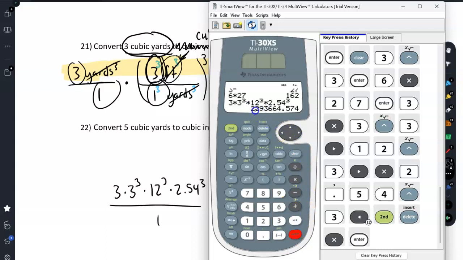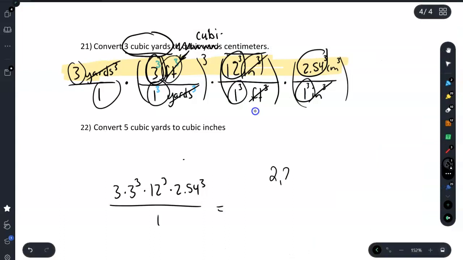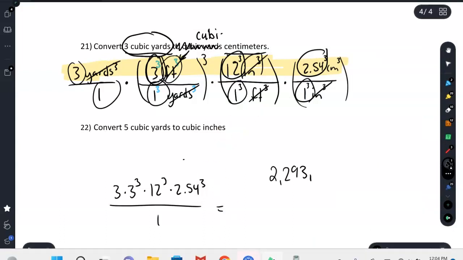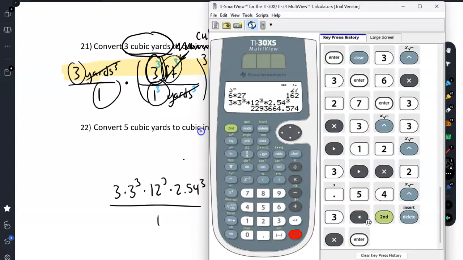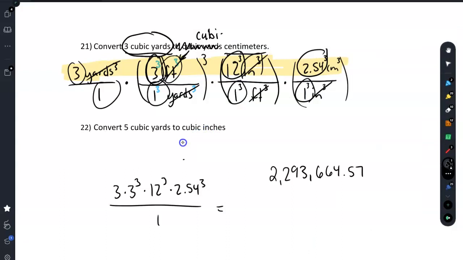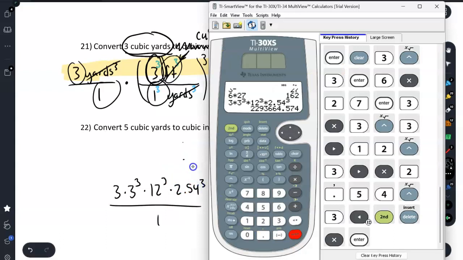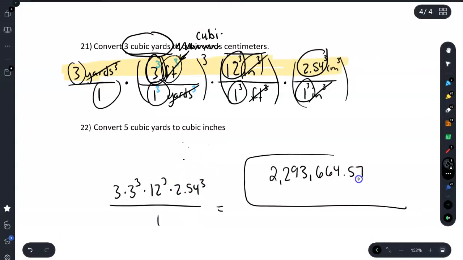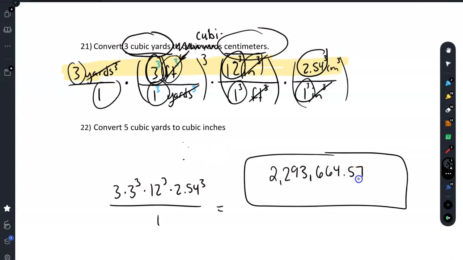So it would be 2,293,664.57 if I wrote it as a rounded decimal to 2 decimal places. So 2,293,664.57. Going to be multiple steps here. And I feel like that should have been 654. Nope, 664. Perfect. So that would be my answer, and that is in centimeters cubed. Centimeters cubed, and we saw that because that was the only thing we didn't cancel.